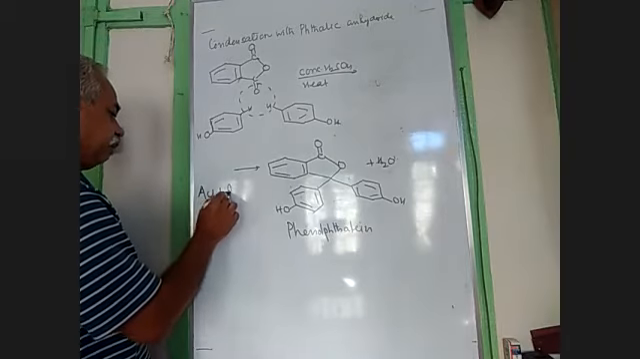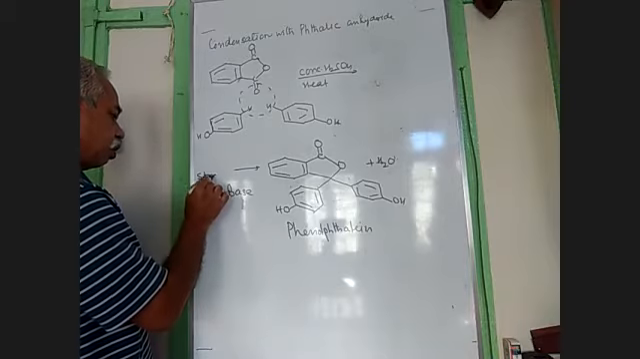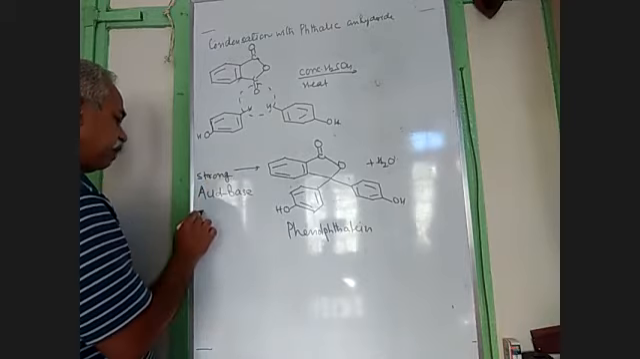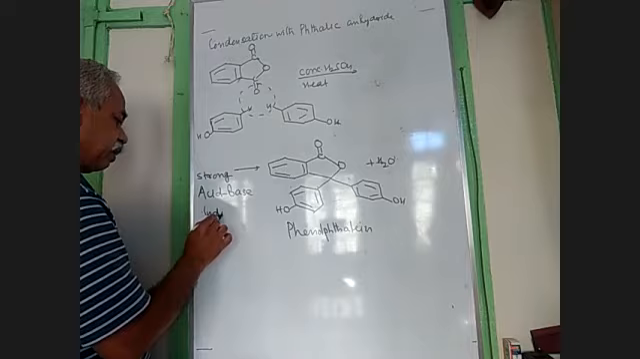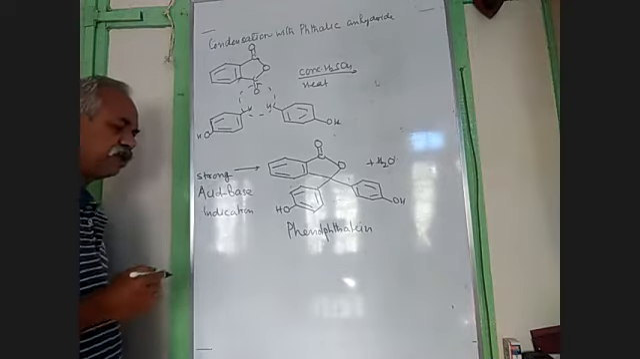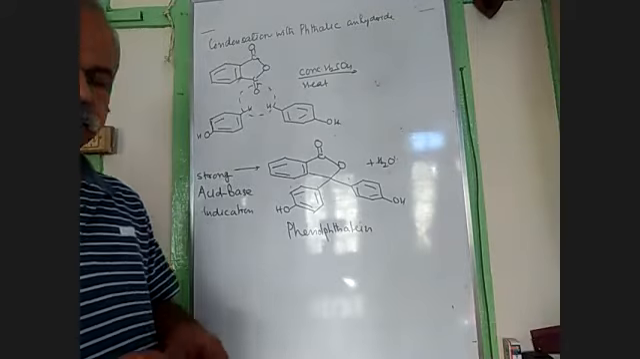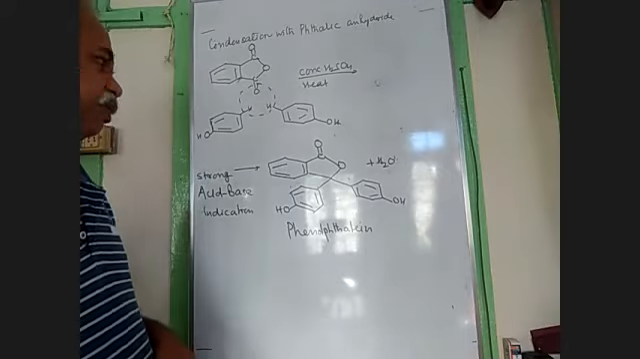Acid-base. Okay, I'll write here now. Strong acid-base indicator. That is, if I go for titration of sodium hydroxide with sulfuric acid, I'll use this one. But if it is mild, for mild acid-base, we use methyl orange.